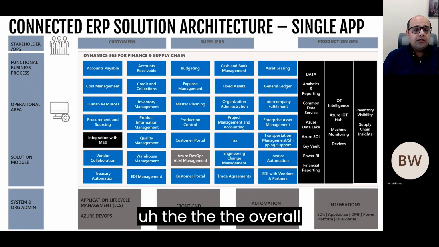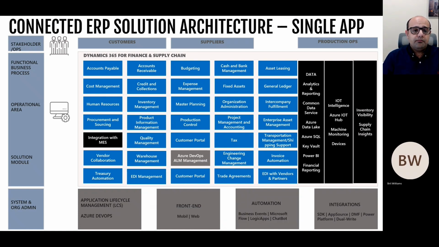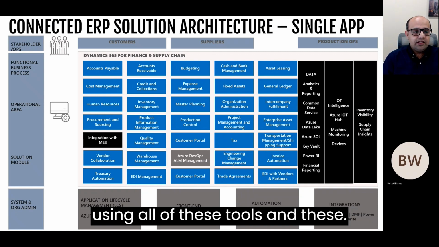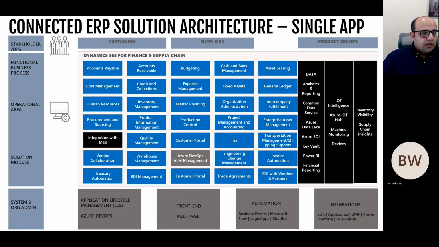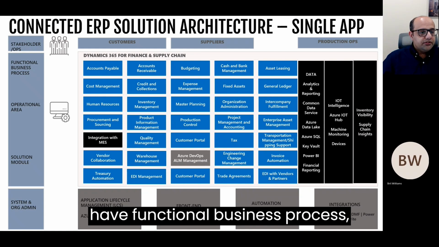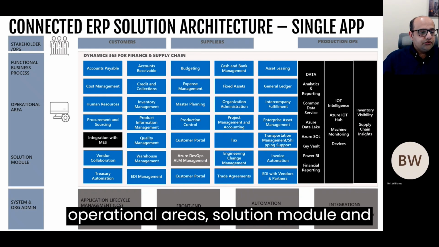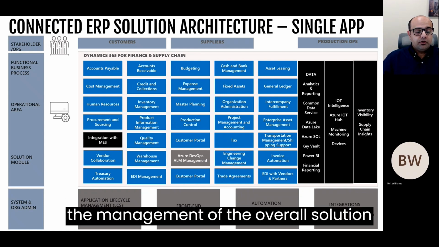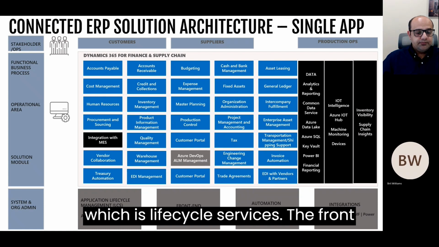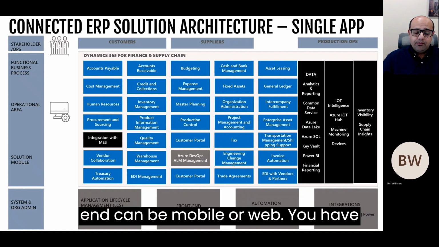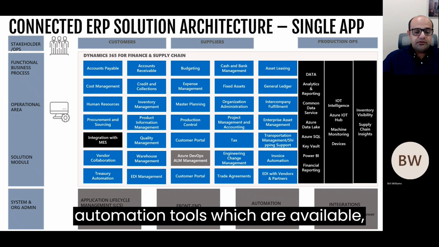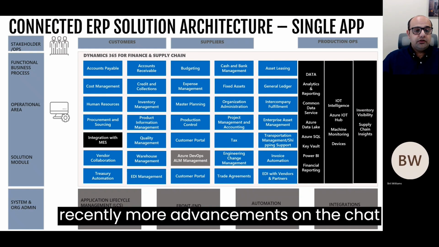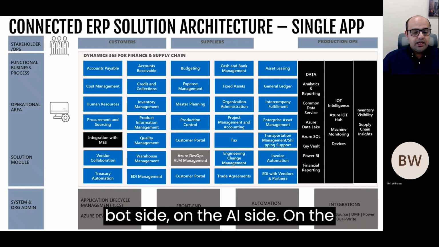Now, the overall automation of this process can be done using all of these tools. If you see on the left-hand side, you have functional business process, operational areas, solution module, and then you also have in the bottom the management of the overall solution, which is lifecycle services. The front end can be mobile or web. You have automation tools which are available. Business events is one of them. You have logic apps, flow. Now, most recently, more advancements on the chatbot side, on the AI side.